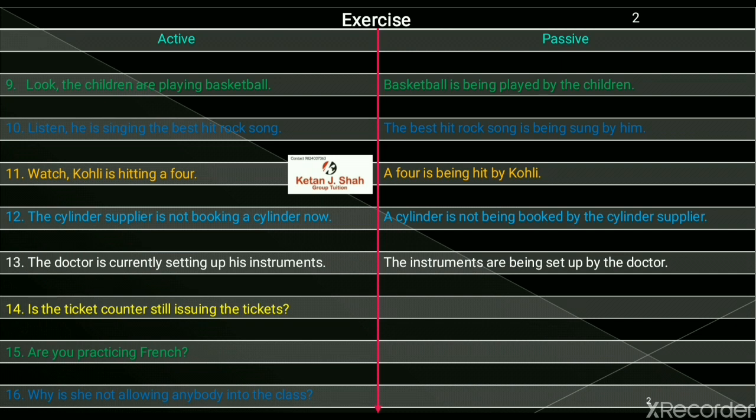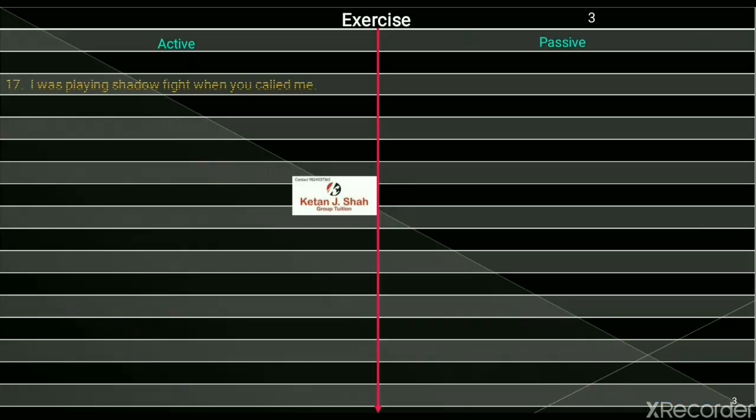14th, is the ticket counter still issuing the tickets becomes are tickets still being issued by the ticket counter. 15th, are you practicing French becomes is French being practiced by you. Why is she not allowing anybody into the class becomes why anybody is not being allowed by her into the class. Next sentences. 17th, I was playing shadow fight when you called me.